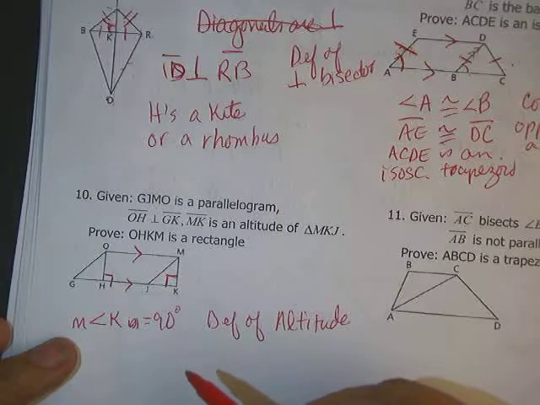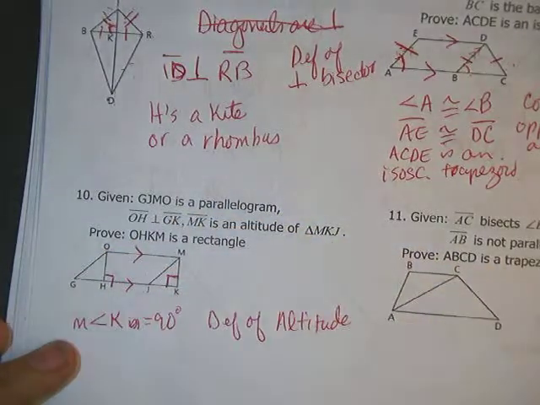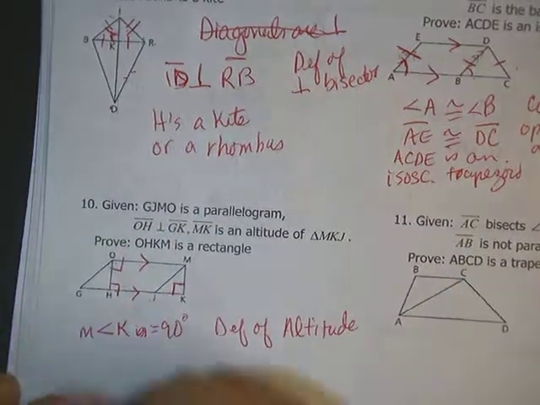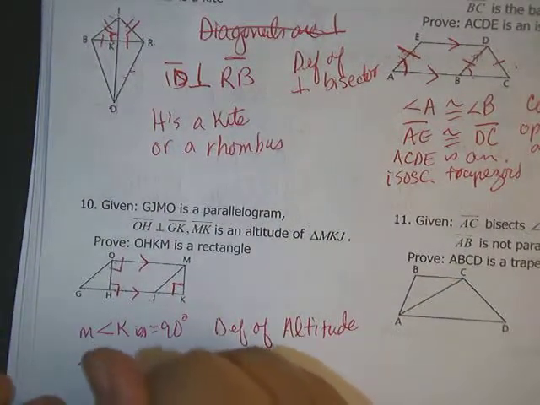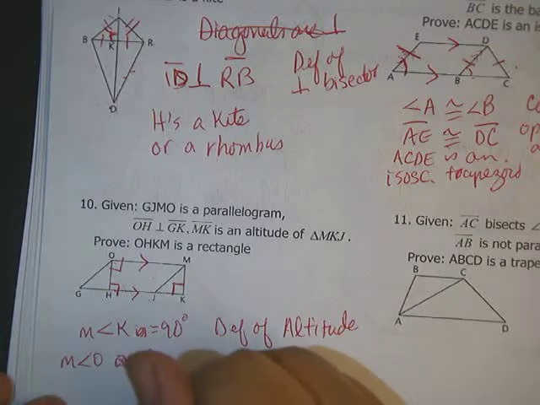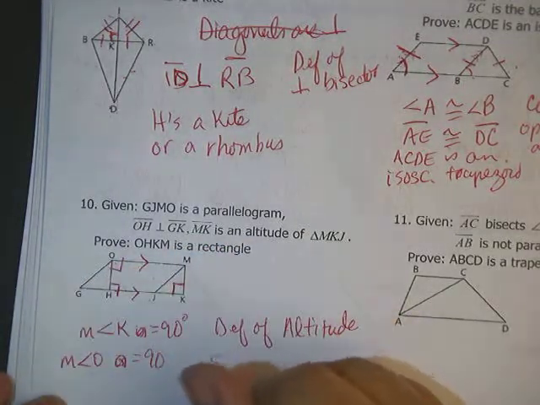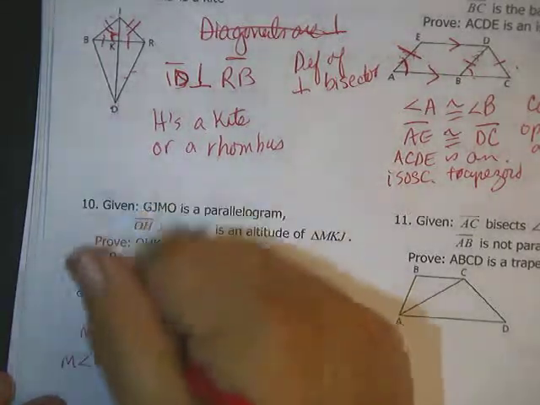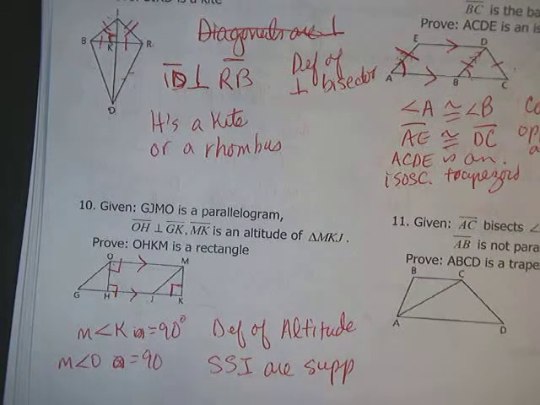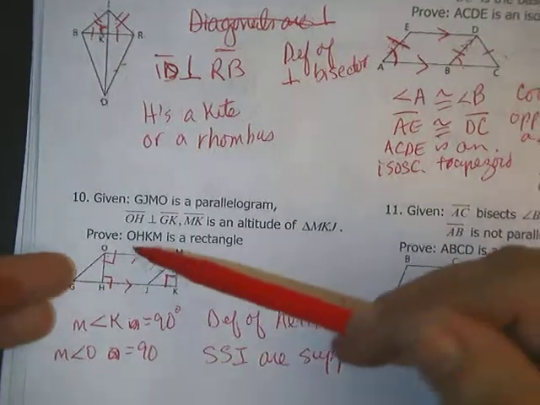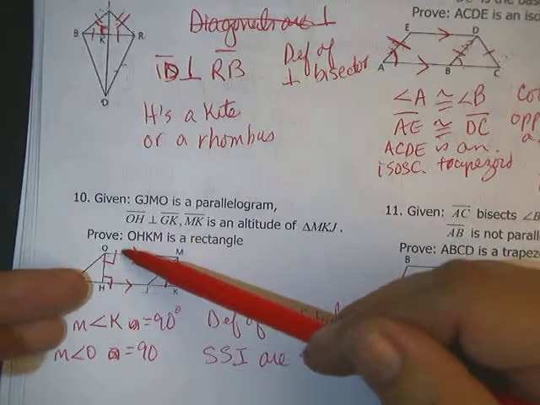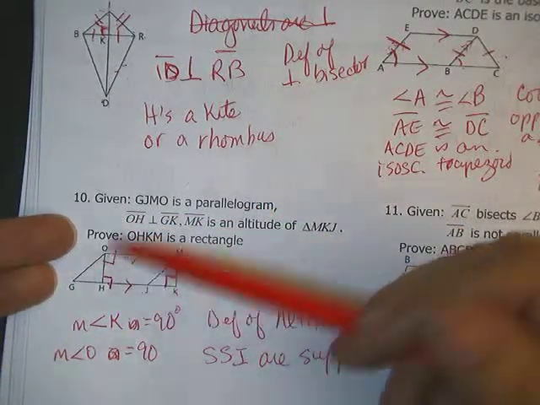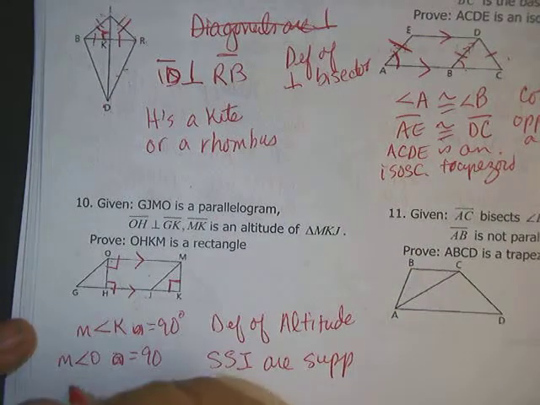Okay, now I need to prove that this is a rectangle. Well, I can tell you right now that if this is 90, then this has to be 90, because angle O is 90. Why is that? Same side interior angles are supplementary. So that has to add up to 180. You could say, if you want to do this very algebraically, the measure of angle H plus measure of angle O equals 180. You already know that's 90, so that means the measure of angle O has to be 90.